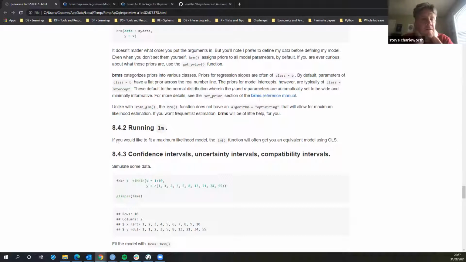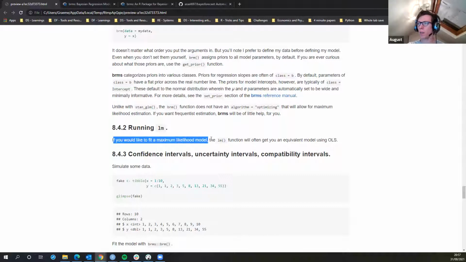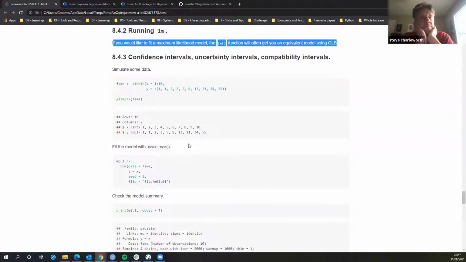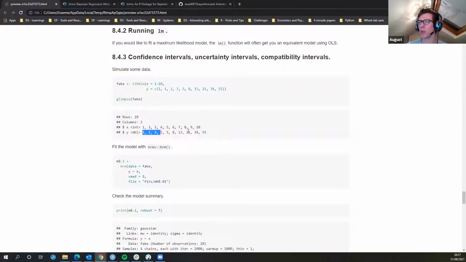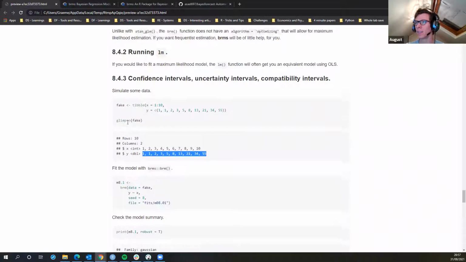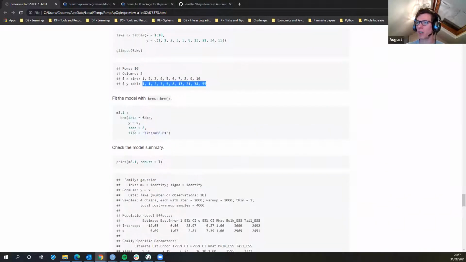Well, you could use lm. If you want to fit a maximum likelihood model, that's literally what we just said. Anyway, running lm, you get confidence intervals, uncertainty intervals, and compatibility intervals. That's interesting. So they create fake data, which is your X and your Y, and then he does just a basic linear regression on it.